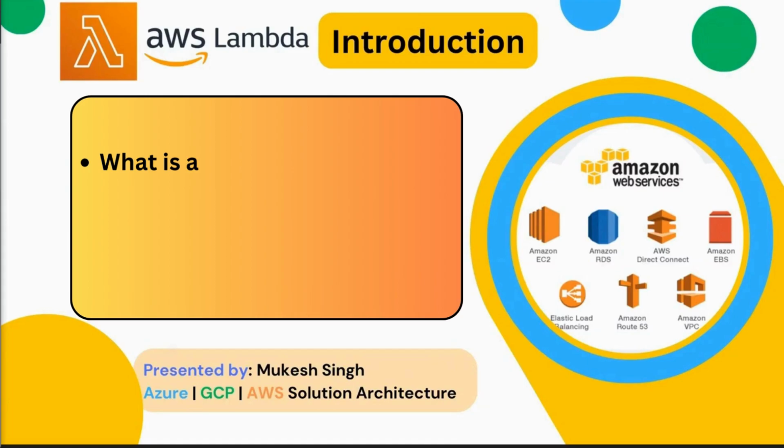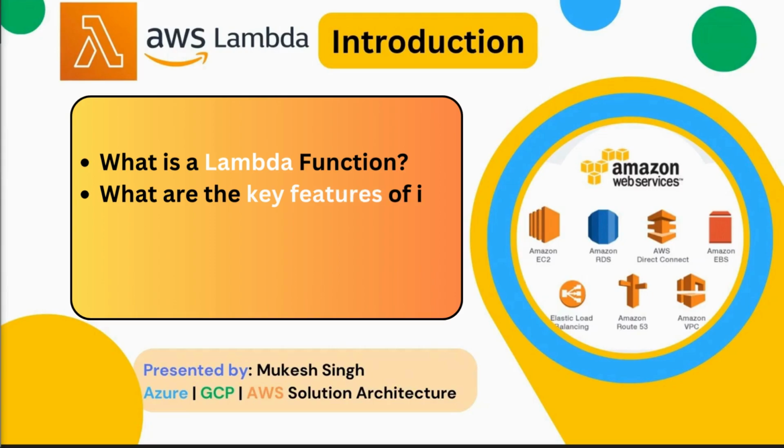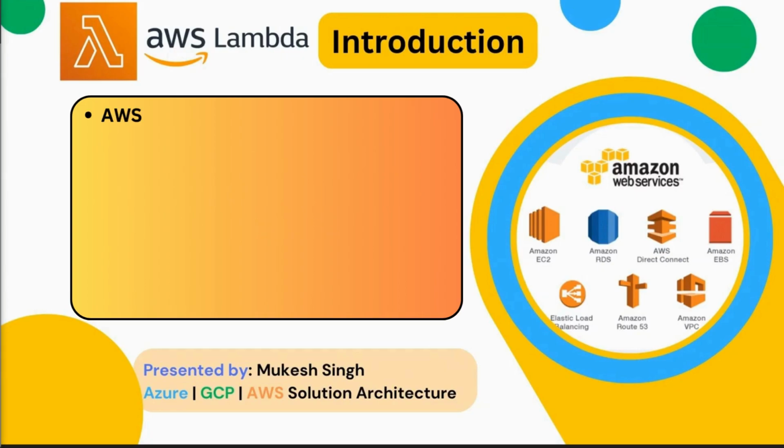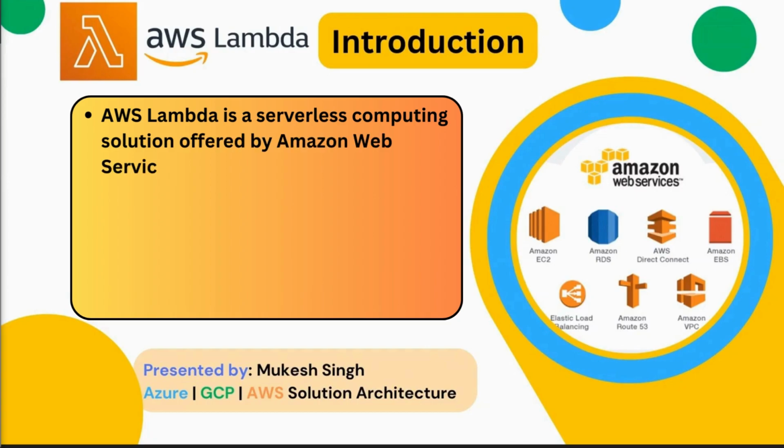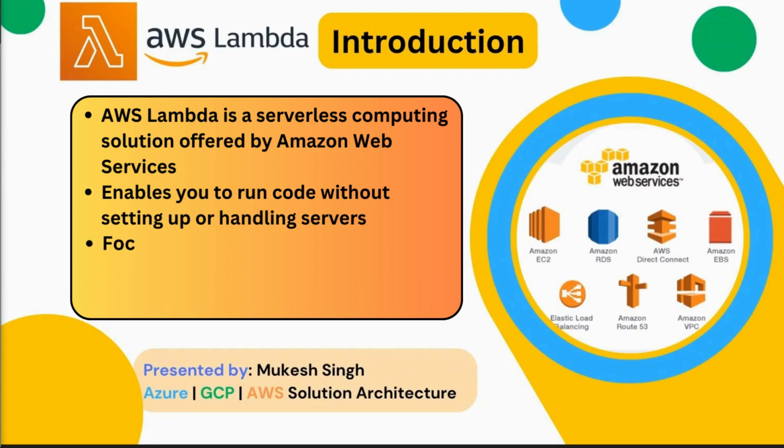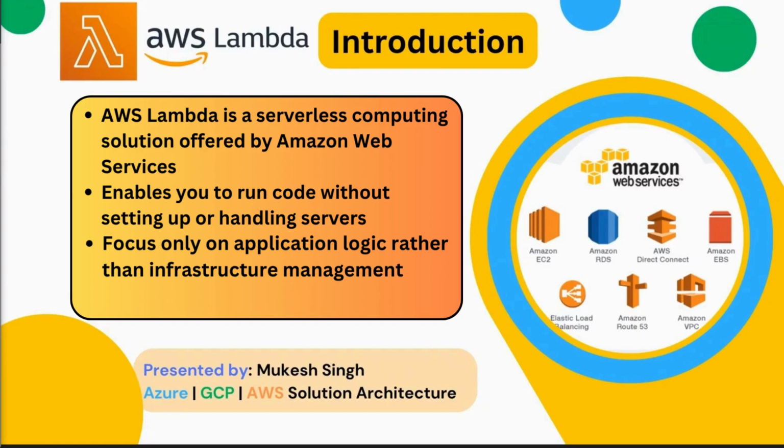So in this tutorial you are going to learn what a Lambda function is inside Amazon Web Services and what the key features a Lambda function may have in AWS infrastructure. AWS Lambda is a serverless computing solution offered by Amazon Web Services. It enables you to run code without setting up or handling servers, helping you to focus only on application logic rather than infrastructure management. So there are some key features of a Lambda function in Amazon Web Services.